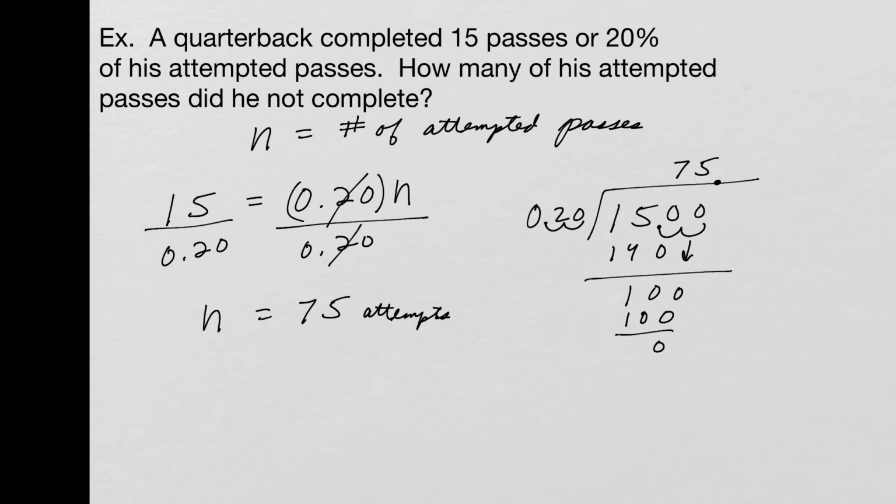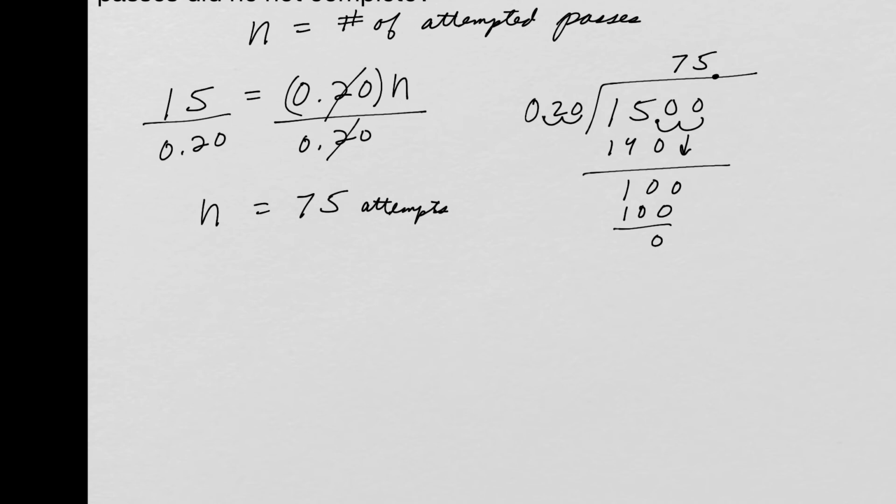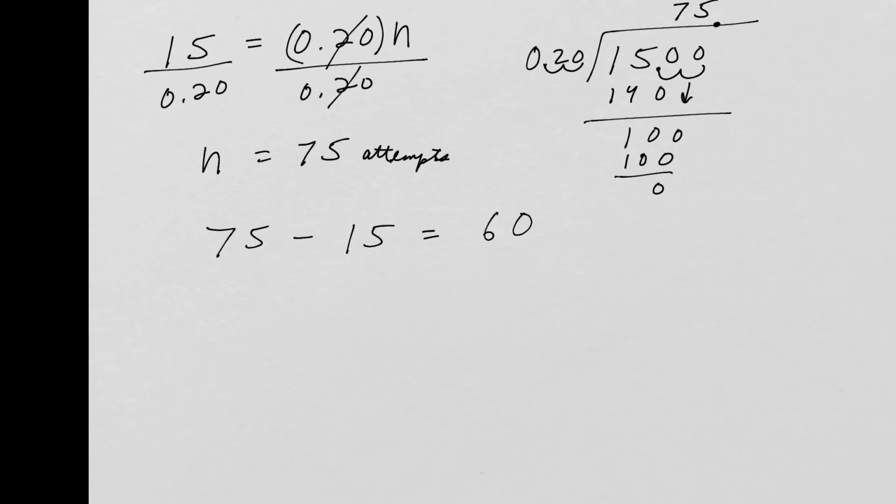Okay, well now we can actually solve the problem, because we're asked how many of his attempted passes did he not complete? Well, if his total number is 75, and I know that he completed 15, I can just subtract 15 from 75. And what's left over, in this case 60, must be the number of passes that he did not complete. Okay? So again, let me explain that. So remember, this was the total attempts.